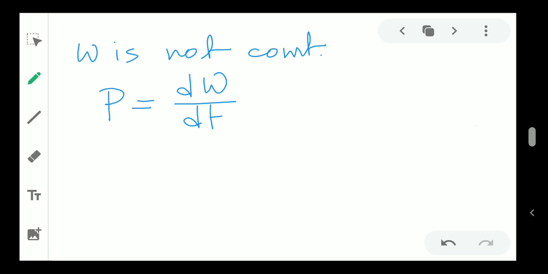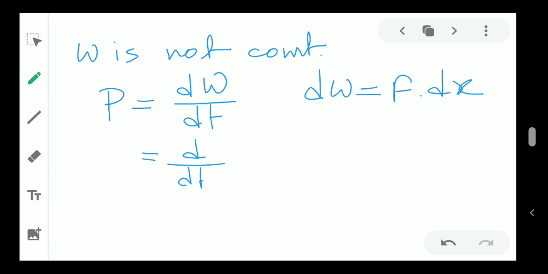Also we can get some other formulas. We know that W is equal to F dx, right? Or that dW equals F dx in case of variable work, or in the general case also you can use this formula. So if we substitute this, we can write d/dt of F dot dx.